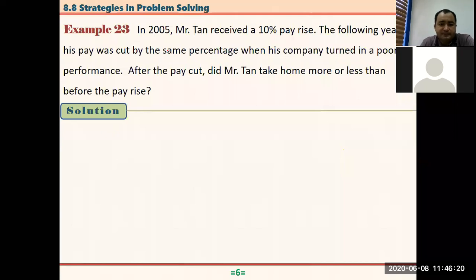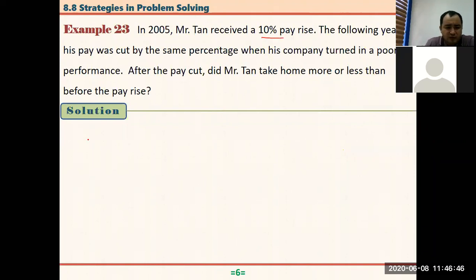Example 23. In 2005, Mr. Tan received a 10% pay rise. The following year, his pay was cut by the same percentage when his company turned in a poor performance. After the pay cut, did Mr. Tan take home more or less than before the pay rise? And that's a pretty easy question, right?